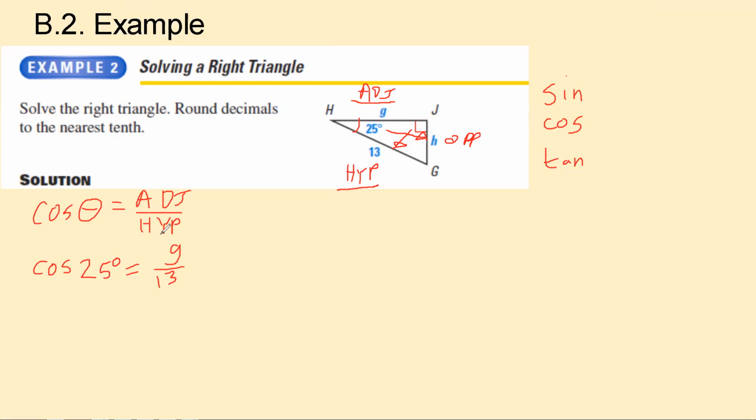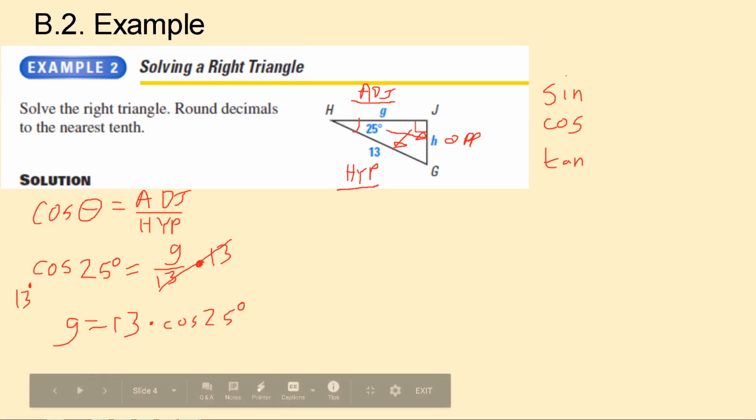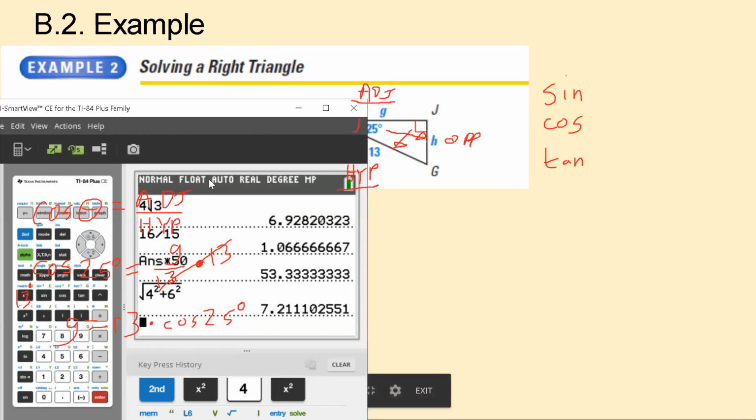So far, that's just like the bow work. Now we're going to take it one step further. If I want to solve this for G, I need to get rid of this divide by 13. And the opposite of dividing by 13 is to multiply by 13. So on the right side, these will cancel, and I'll have G is equal to 13 times the cosine of 25 degrees.